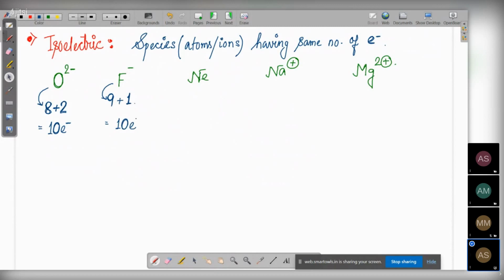Now what is the atomic number of neon? It's simply 10. So this also has 10 electrons.